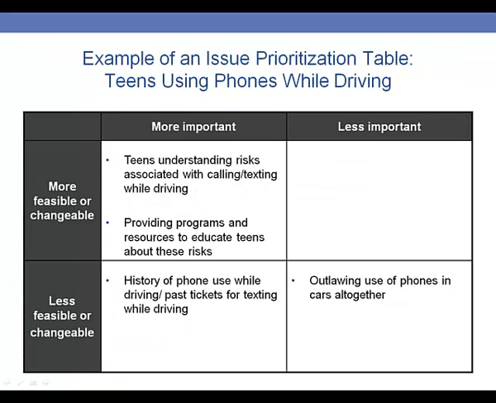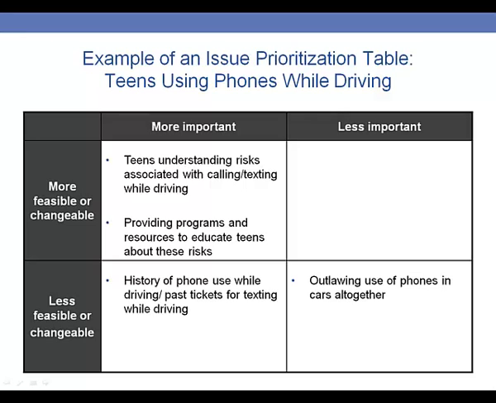This is an example of how an issue prioritization table can be used for teens using phones while driving. So for example, in the upper left-hand side, you'll see teens understanding risks associated with calling and texting while driving, and providing programs and resources to educate teens about these risks. Well, this is identified as being more important by the community. In other words, your community has determined that this issue of teens understanding risks associated with calling and texting while driving is important, and that programs should be offered. And you believe that this is something that's very changeable for you and highly feasible for you to do. In that case, go for it.